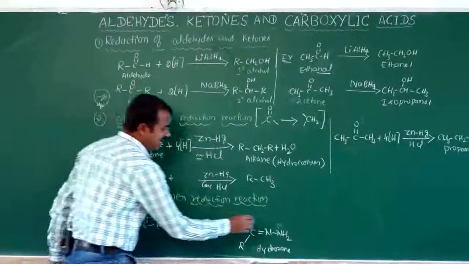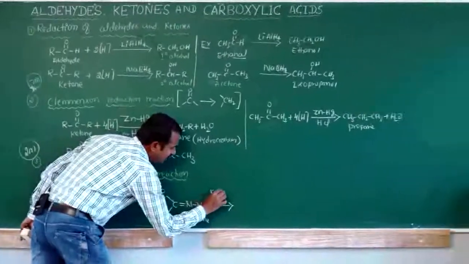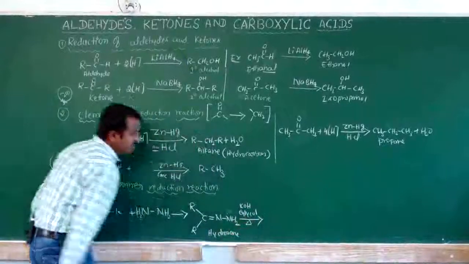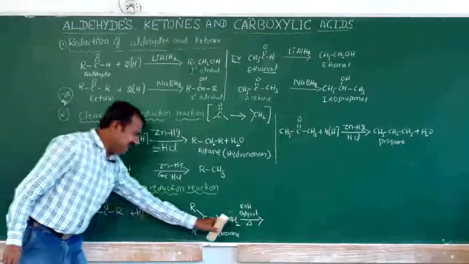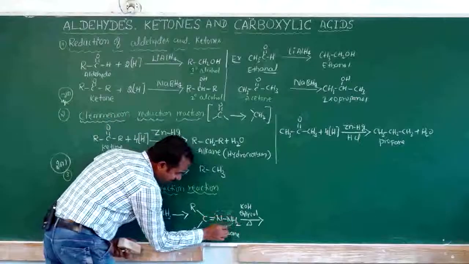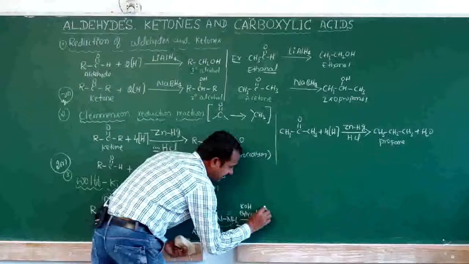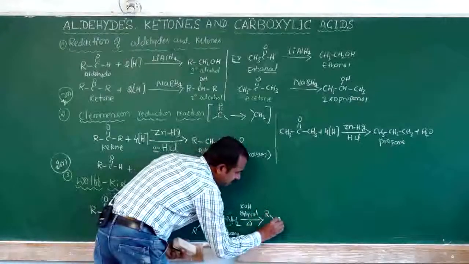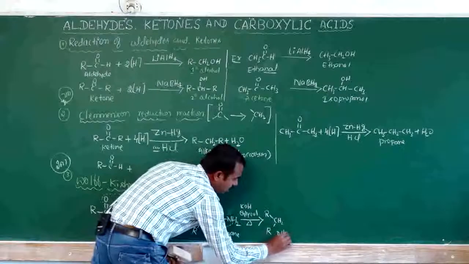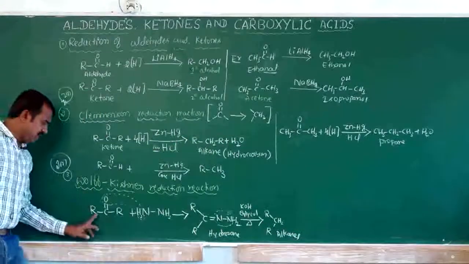It is heated with potassium hydroxide and ethylene glycol, nitrogen is released, and the product is RCH2R. That is called hydrocarbons or alkanes. Okay, this is very, very important.